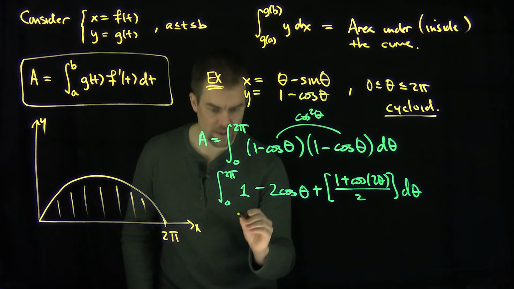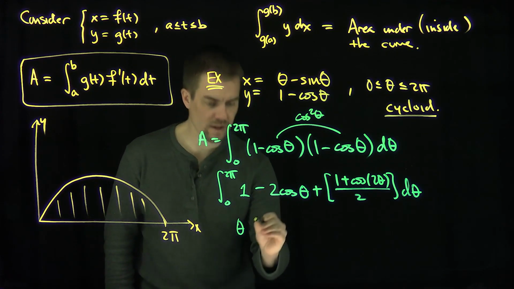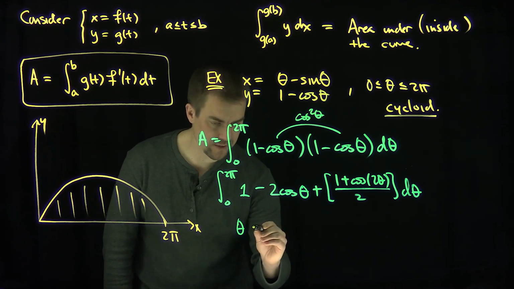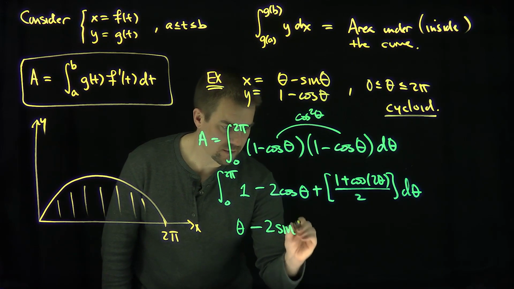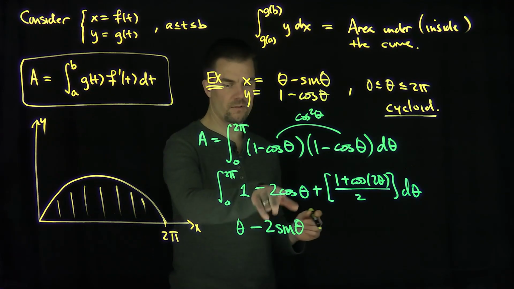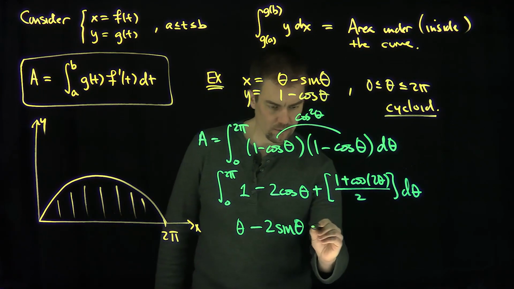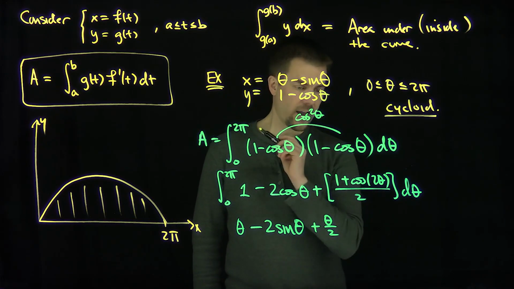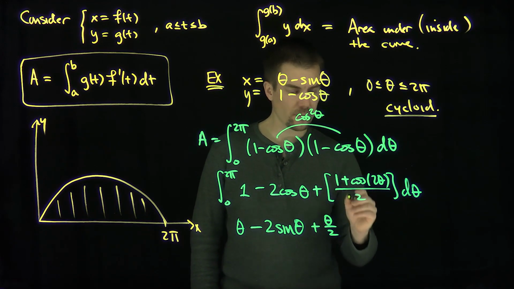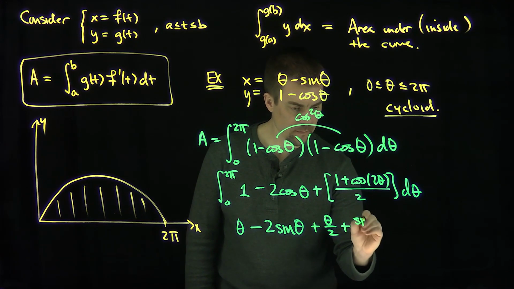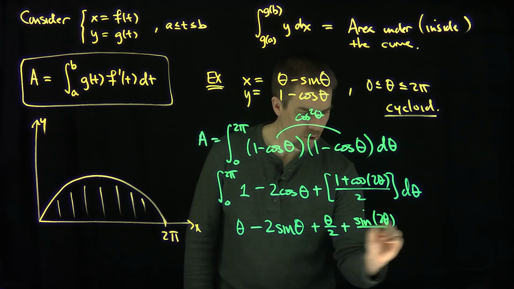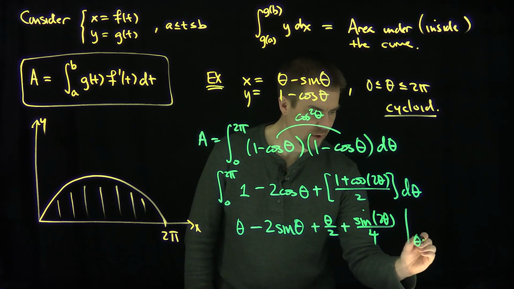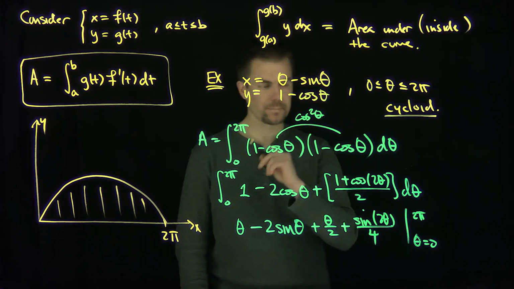Now, of course, the 1 is going to integrate to theta. The cosine is going to integrate to sine, so I have a negative 2 sine theta over here, because the derivative of that is exactly equal to that. And then theta over 2. The antiderivative of cosine of 2 theta is sine of 2 theta, so we have a plus sine of 2 theta all over 4. Theta goes from 0 up to 2 pi.